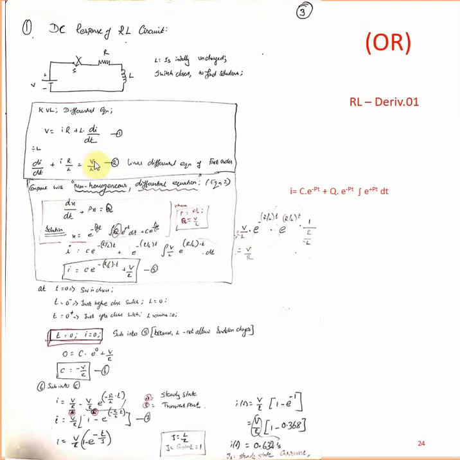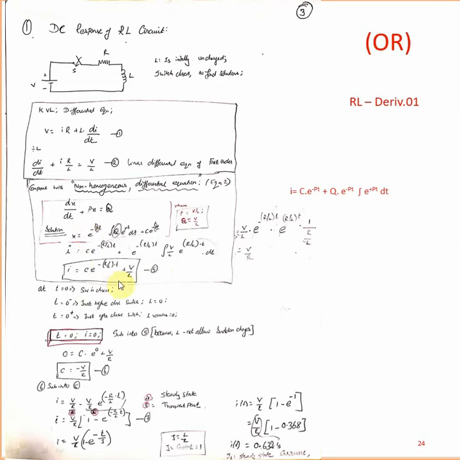What is the p value? This is the p value and this is the q value. Then substitute into it; these two equations are the same. For clarity, I will write it: P is R by L, Q is V by L. You substitute the P value and the Q value. If you substitute, then I of t is obtained. You get the I value directly.